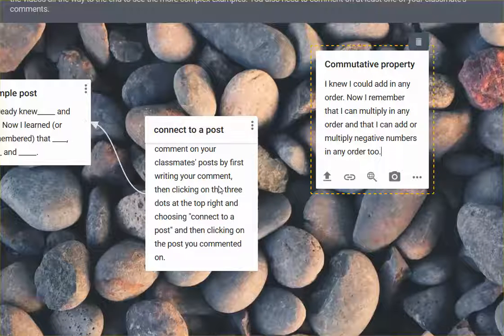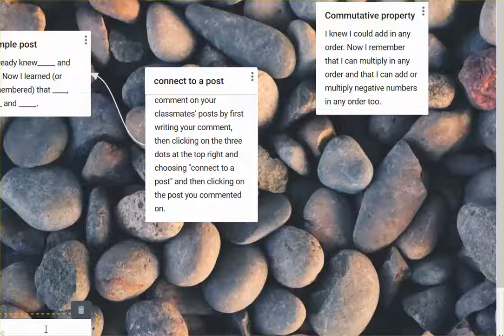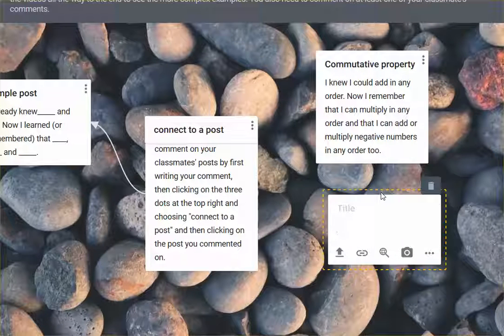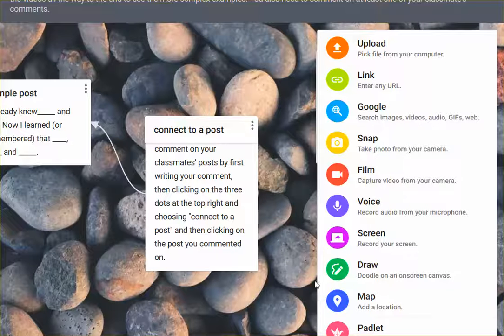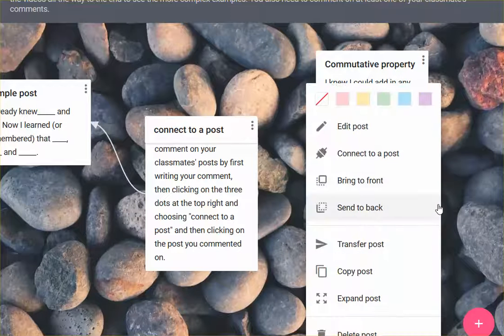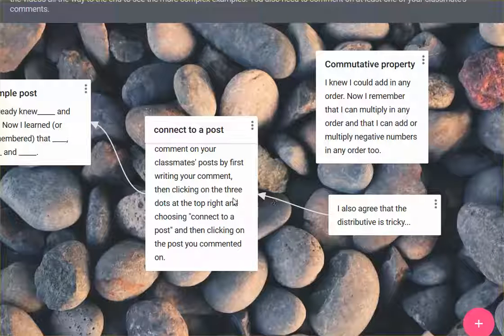So how you do that is you write your comment. So I'm going to write another comment. And it comes up at the bottom here. And this one I want to say, I also agree that the distributive property is tricky. And you finish writing that, and then there's 3 dots. Oh no, here's the 3 dots. You have to click enter first. The 3 dots are here, and I can connect to a post. So I can connect to this post, and that shows that you're talking about what that person said.